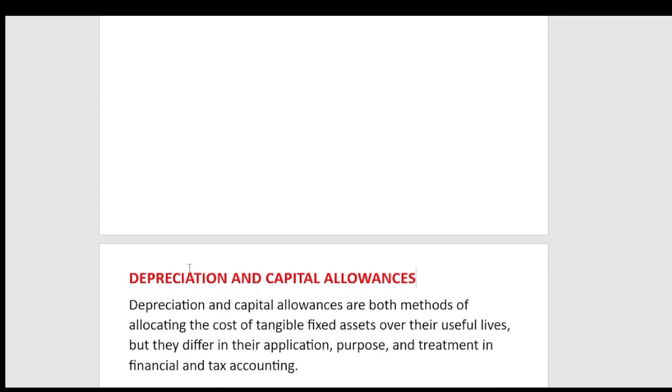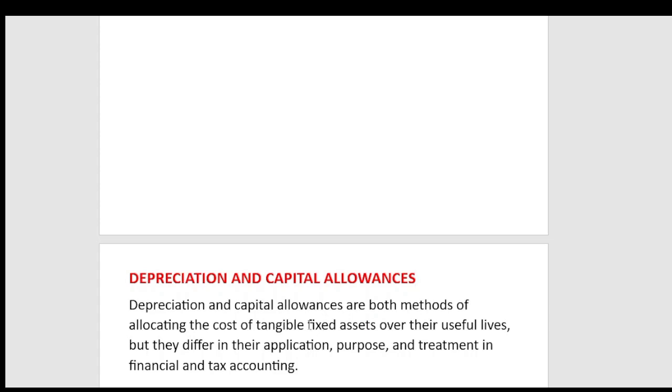Now, depreciation and capital allowance are both methods of what? Allocating the cost of tangible fixed assets over their useful life. But they differ in their application. The purpose differs. The treatment in financial and tax accounting differs. The similarity of both is that both are methods of allocating the cost of tangible fixed assets over their useful life.